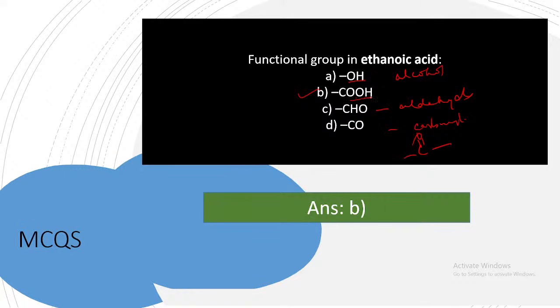Now here, this is a carboxylic acid group which is present in ethanoic acid. A compound having a carboxylic group ends with -oic acid, right? So that's why ethanoic acid. Okay, so option B is the correct one.